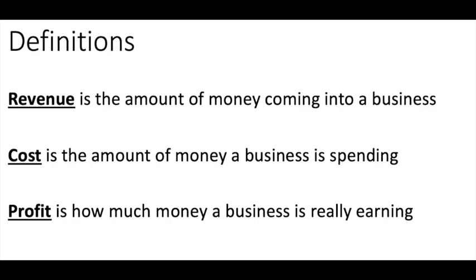Revenue is the amount of money that a company brings in over a certain time period. Cost is the amount of money that a business is spending over a certain time period. In other words, the amount of money going out. Profit is the difference. It's how much money a business is really earning after considering both revenue and cost.